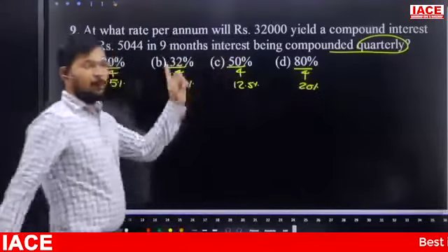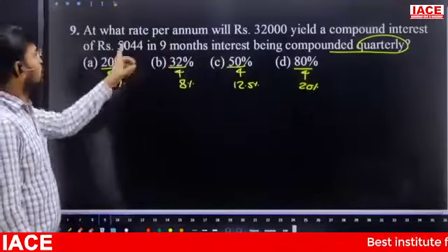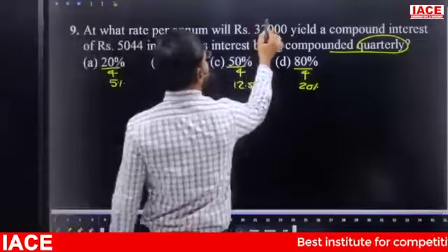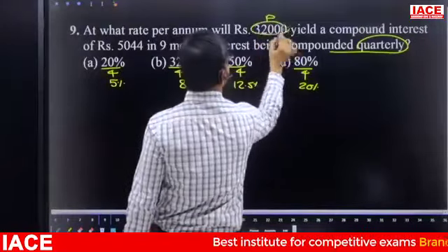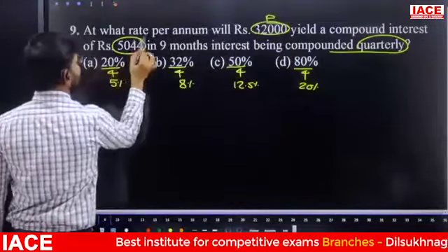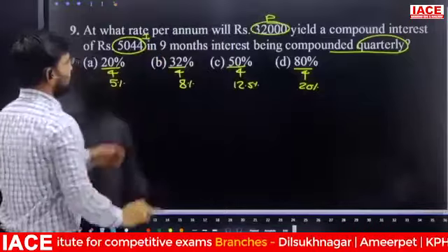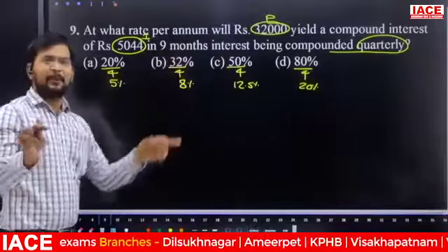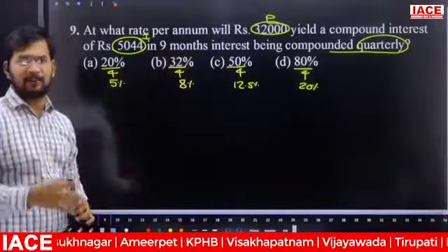Okay, this model I already explained in the previous class. So total principal is 32,000, and the interest for 9 months is 5,044. In 9 months' time, how many quarterlies are possible? 3 quarterlies are possible.